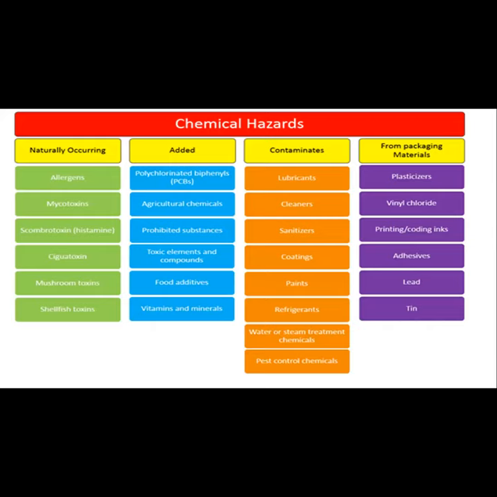If it comes to chemical hazards, they can be categorized into naturally occurring, added contaminants, and those from packaging materials. Among naturally occurring ones, there are allergens, which are the most common, like milk, soya, seafood, etc. These are the basic list which can be categorized as a chemical hazard. I can explain agricultural chemicals. If we are using any pesticides, they could be a hazard.